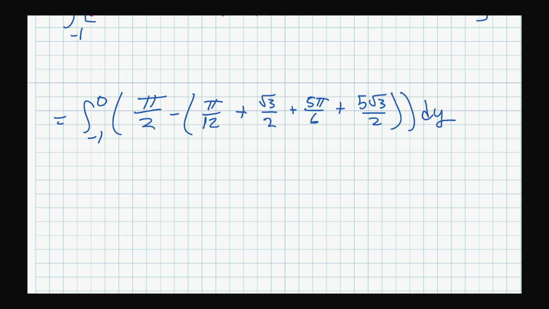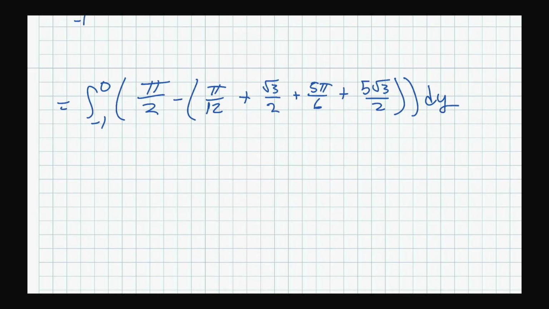And I get negative pi over 12. So I've got the integral from -1 to 0. Add up all my pi's, I get negative 5 over 12 pi.